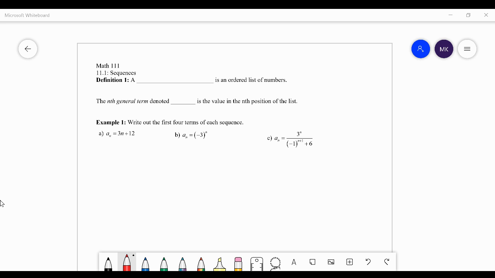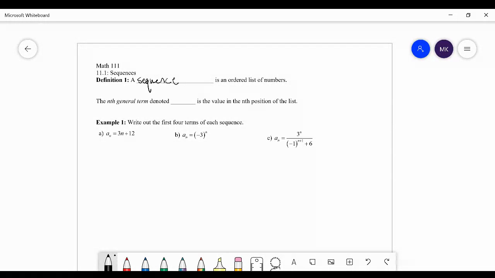So first of all, what is a sequence? Very simply, a sequence is an ordered list of numbers. In general, this list could be finite, so it could be a fixed number of things, or it could be infinite and go on forever. The way we talk about the terms, the individual numbers in the list, is we refer to them by their order, their place in that list. So in general, we'd say the first term, second term.